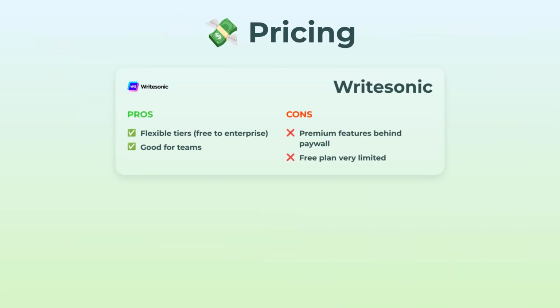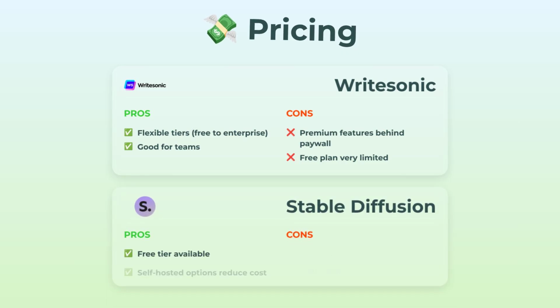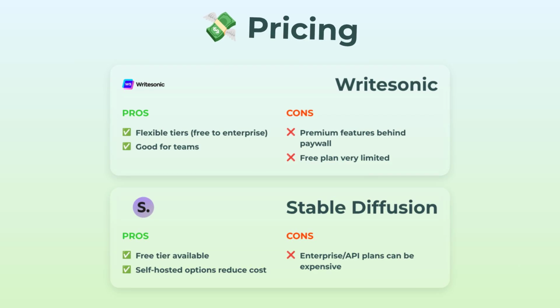Pricing. So here's the thing. Writesonic has a bunch of flexible tiers, free all the way up to enterprise. If you've got a team, it can be a really solid fit. But yeah, lots of premium features are tucked away behind the paywall, and the totally free plan is kinda limited. Stable Diffusion is open source, so you can totally use it for free or even self-host to cut costs. That said, enterprise or API access does get pricey.